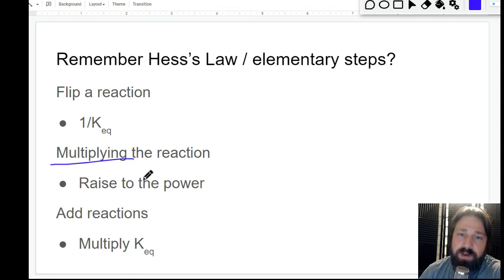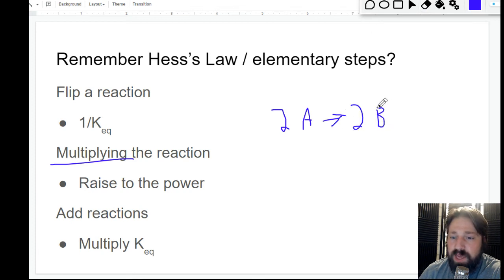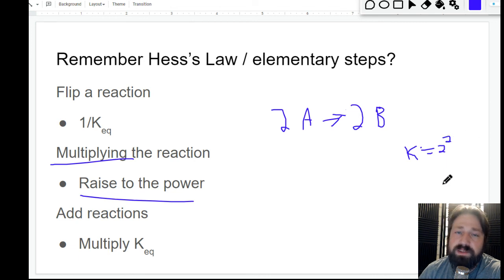All right, now what happens if we multiply? If we're multiplying a reaction, so again, sometimes you need to have 2A going to 2B because of Hess's law or something like that. If we do that, then what happens to K? So originally, if K was 2, what would this new K be? Well, instead of multiplying it like we did in Hess's law, we raise it to the power of whatever we're multiplying by. So if we double this, we're going to raise this to the power of 2. So 2 squared now, so that's going to turn into 4.